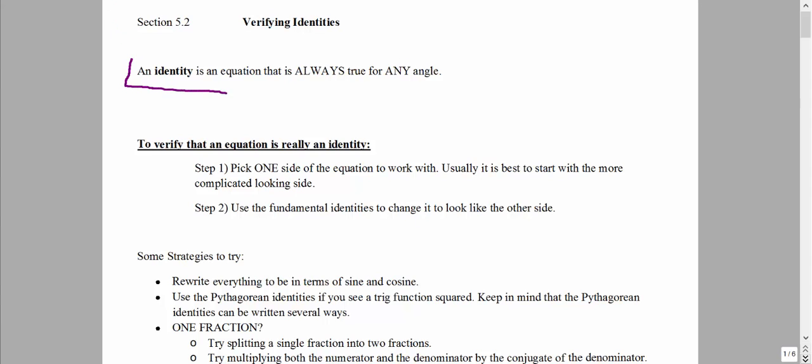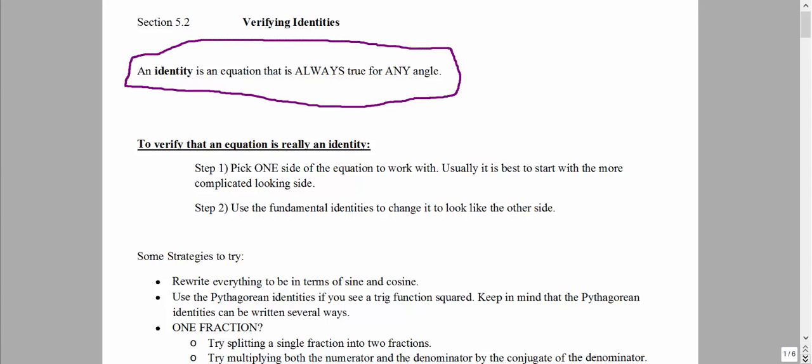An identity is an equation that is always true for any angle. Here in this section we will talk about verifying identities. We want to show that if we have an equation, the left-hand side and the right-hand side are really equal to each other. So we want to prove that.